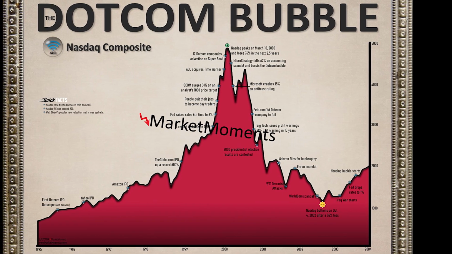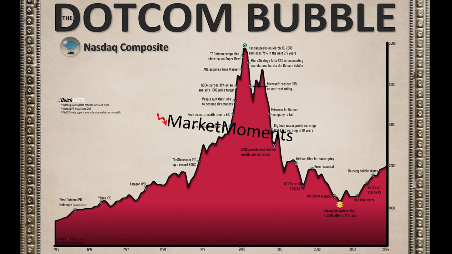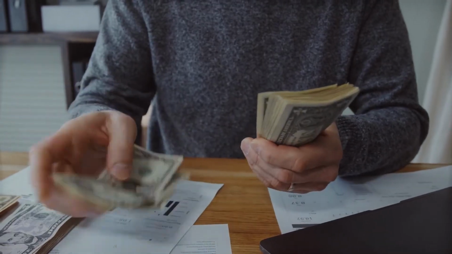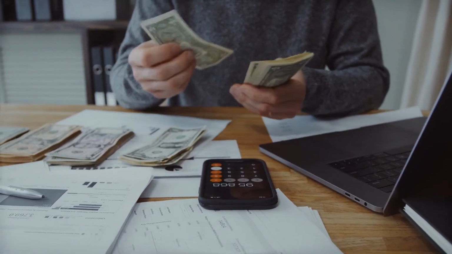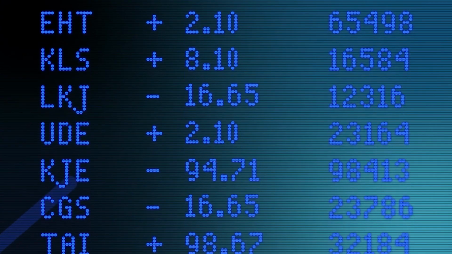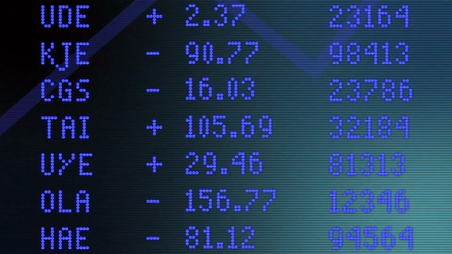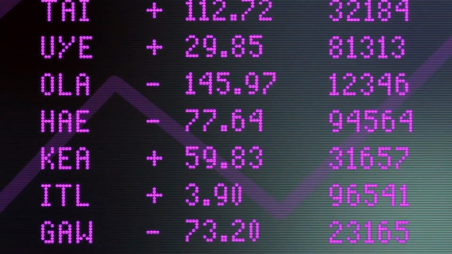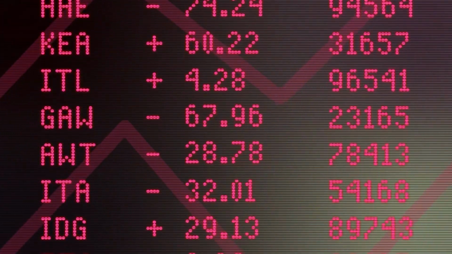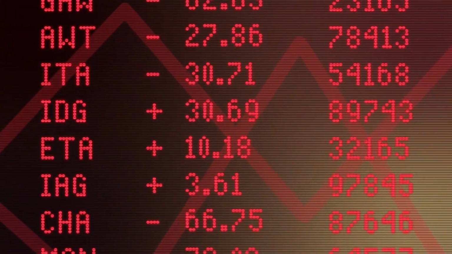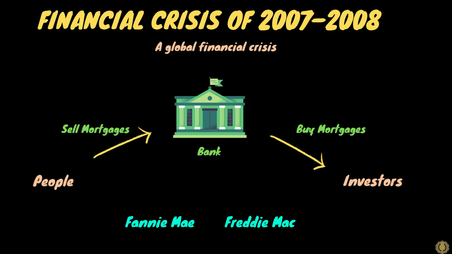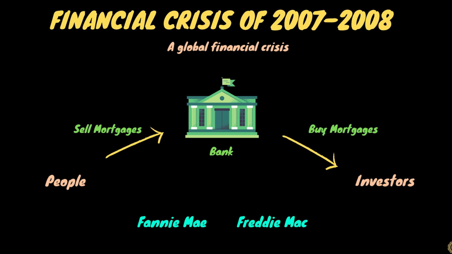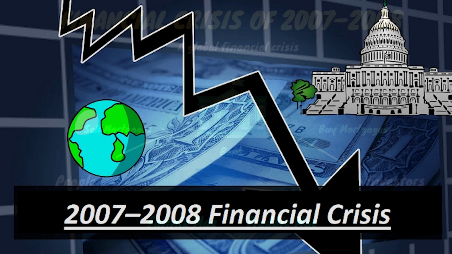Another example is the dot-com bubble of the late 1990s. Technology stocks soared, and many investors blindly invested in internet companies with unsustainable business models. When the bubble burst in 2000, the Fed aggressively cut interest rates to support the economy. These cuts contributed to economic recovery, but also laid the groundwork for the next major crisis, the financial crisis of 2007/2008.